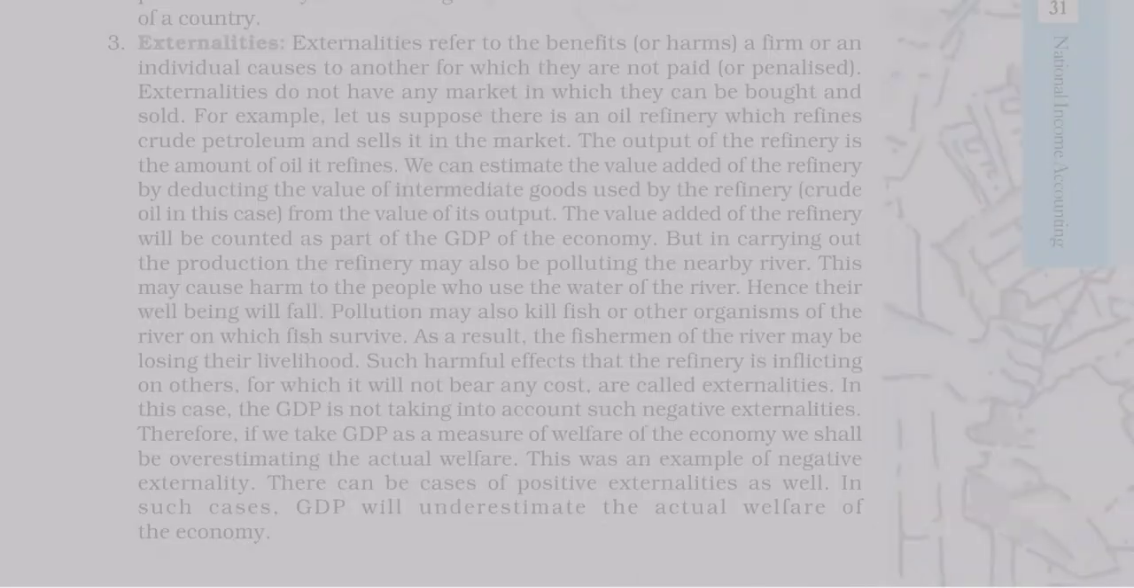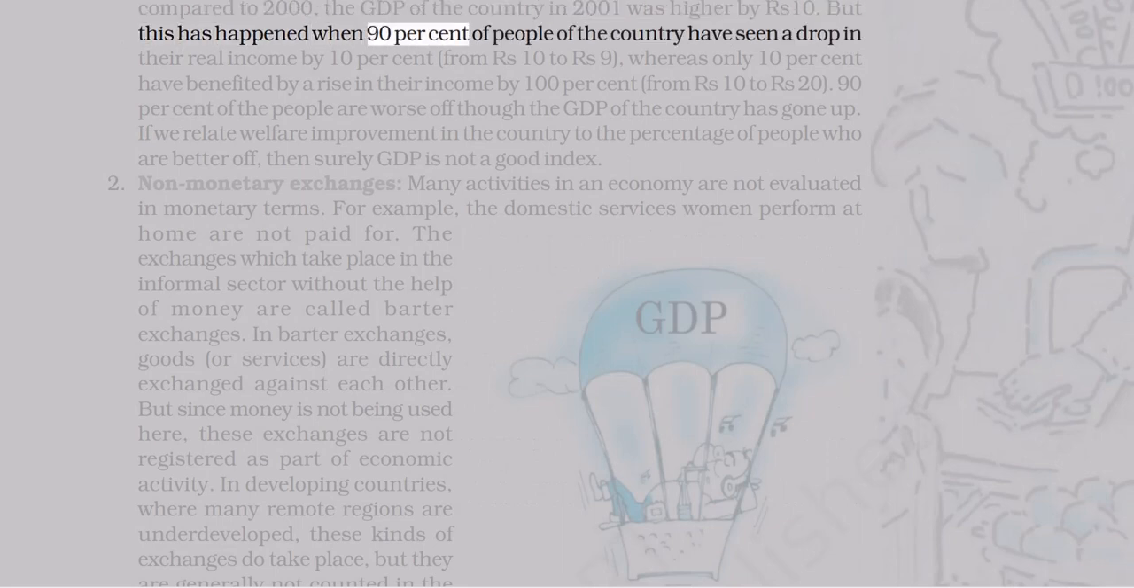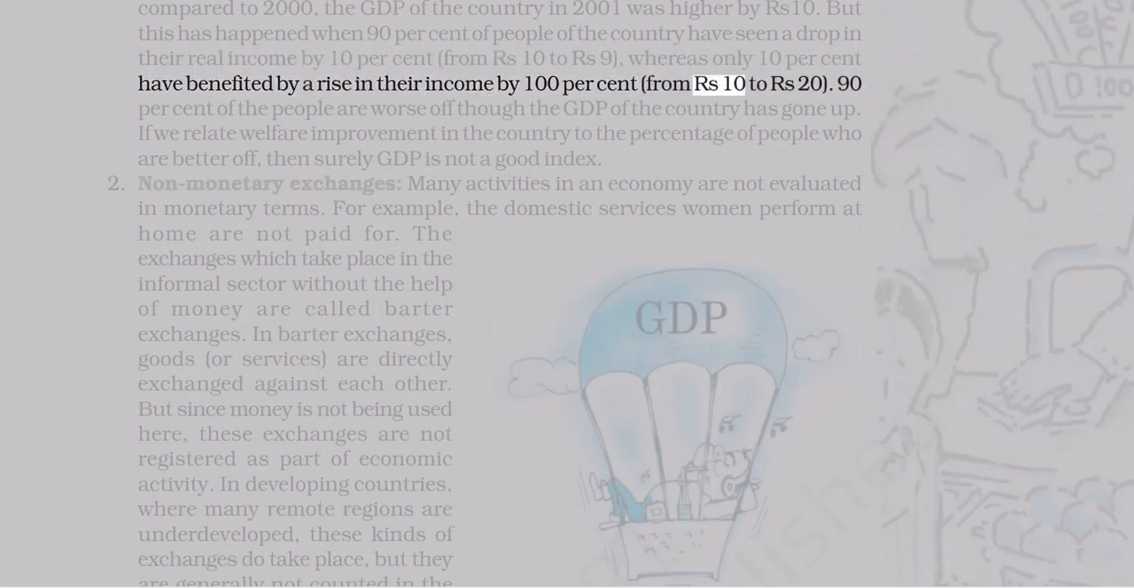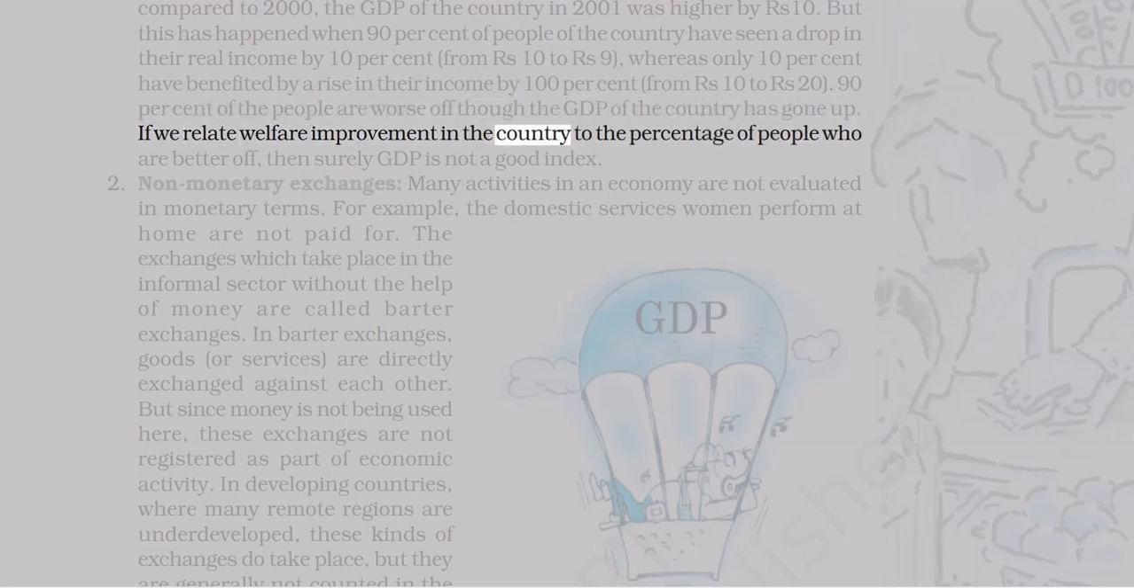Compared to 2000, the GDP of the country in 2001 was higher by 10 rupees. But this has happened when 90% of people of the country have seen a drop in their real income by 10%, from 10 rupees to 9 rupees, whereas only 10% have benefited by a rise in their income by 100%, from 10 rupees to 20 rupees. So 90% of the people are worse off though the GDP of the country has gone up. If we relate welfare improvement in the country to the percentage of people who are better off, then surely GDP is not a good index.